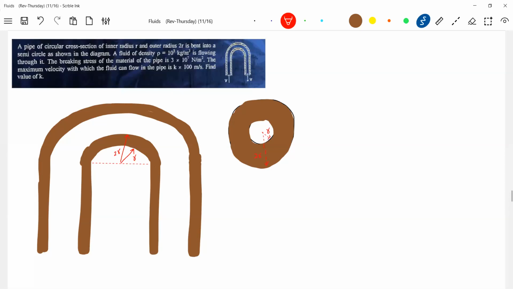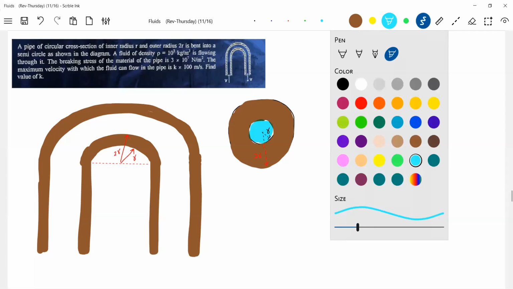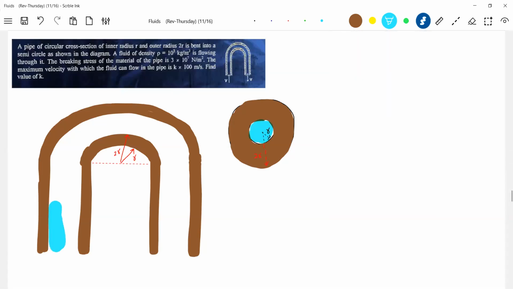2R, and this is R, and this is the liquid. The blue color is what I'm showing the liquid. Here is where the liquid is flowing. So the liquid will rush here. In this region, the liquid is flowing and it will emerge out with the same speed. Okay, I think how to bring the stress? What help do we have to take?